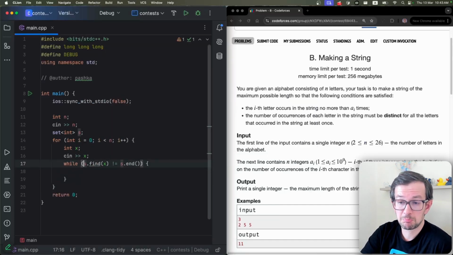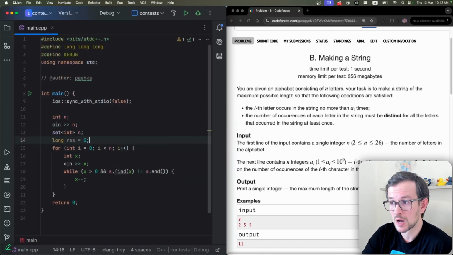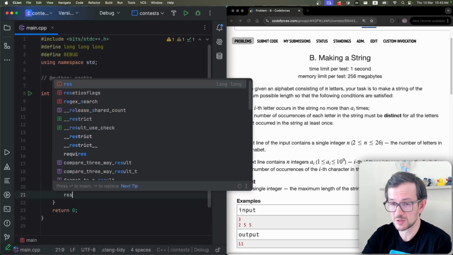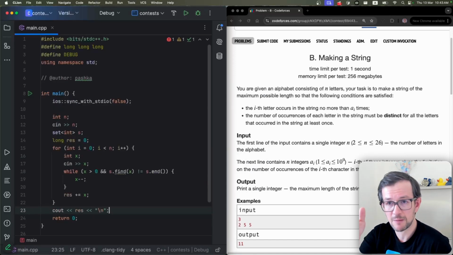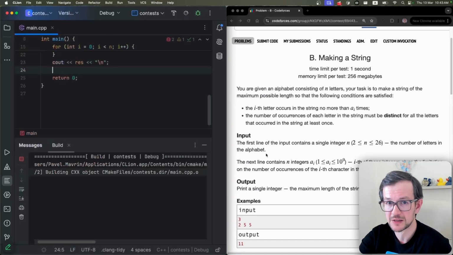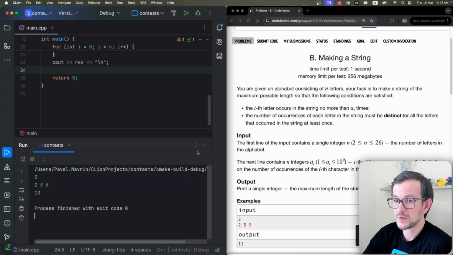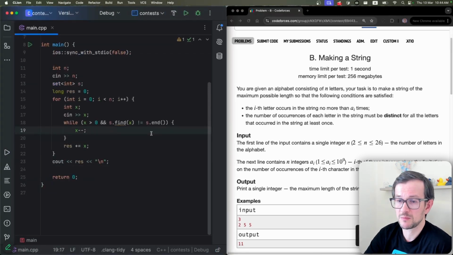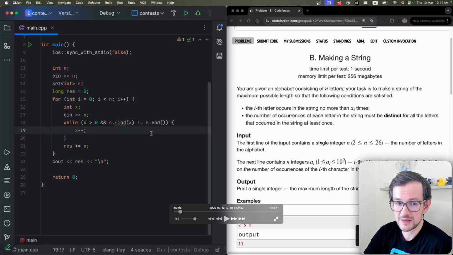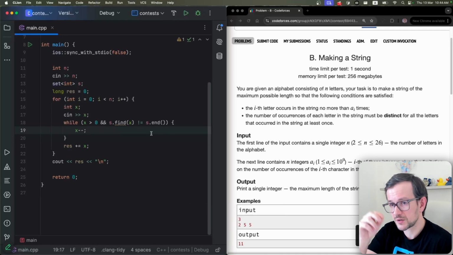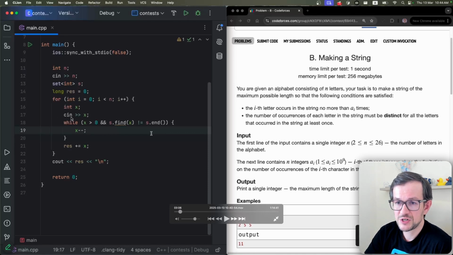There is a quite natural greedy solution. I want to make this string as long as possible. So for every letter, I want to take it as many times as I can. The maximal number of times you can take it is this a_i. But sometimes you have equal numbers. If you have equal numbers, then one of these characters should be less than a_i. So what I'm doing here, I just greedily decrease this value x until it is unique.